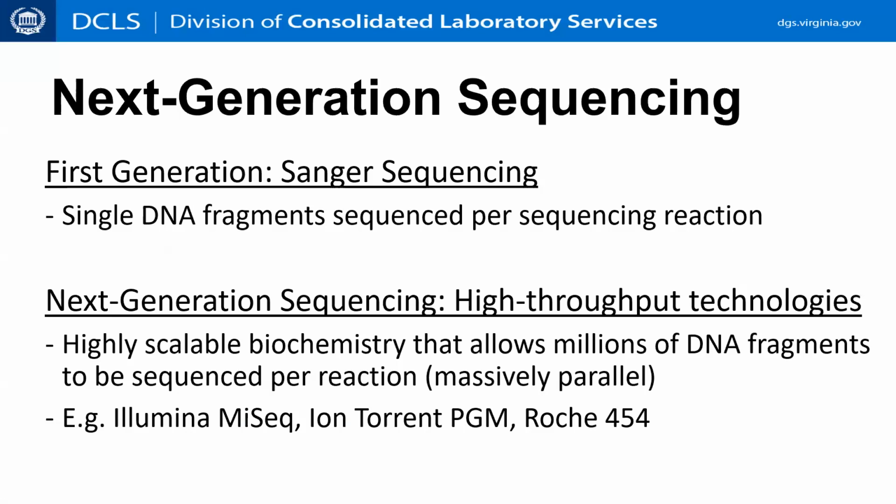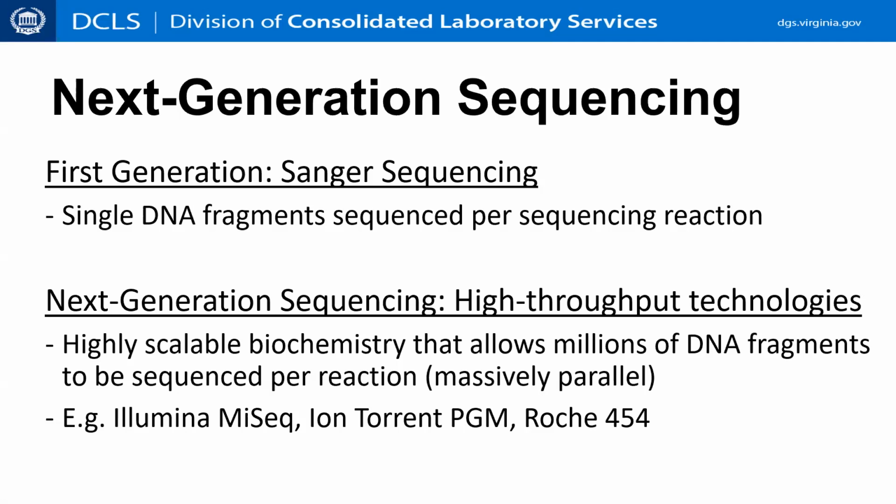And the main difference is that when we were looking at Sanger sequencing, we were looking at single DNA fragments sequenced in a single reaction. Whereas next-gen sequencing, the big defining factor is that it's a scalable biochemistry that allows for millions of fragments to be sequenced in a single reaction. So a term often associated with this is massively parallel DNA sequencing.